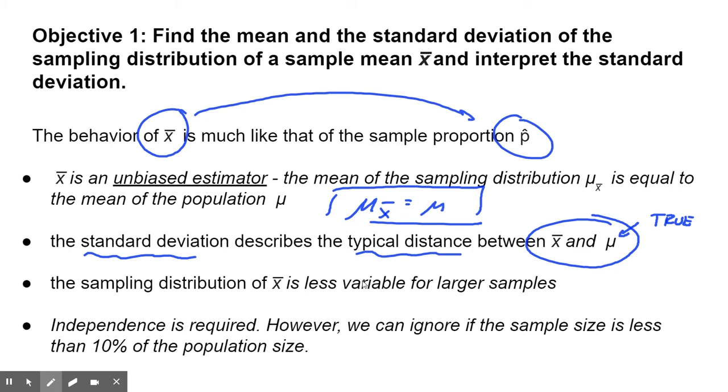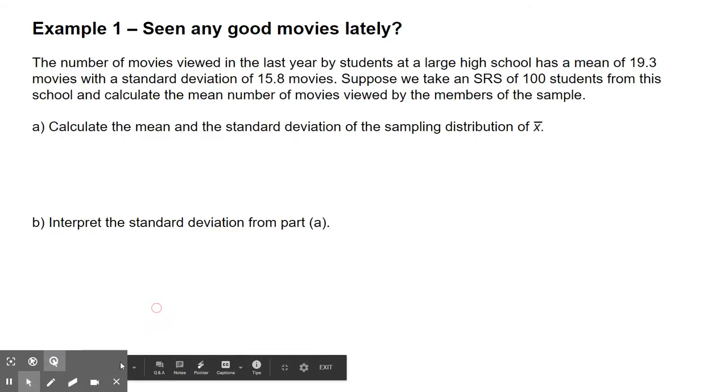Number three, the sampling distribution of x bar is less variable for larger samples. Again, the greater the sample size, the smaller the variability. And lastly, independence is required. We ignore this if the sample size is less than 10% of the population size, so that's usually a given. Okay. All right, so let's take a look at our first example.